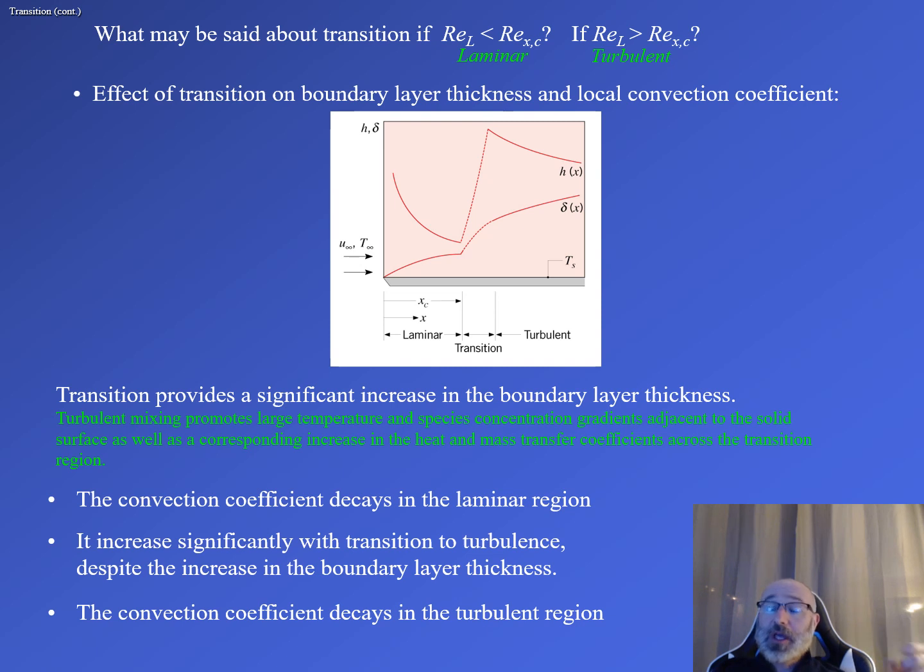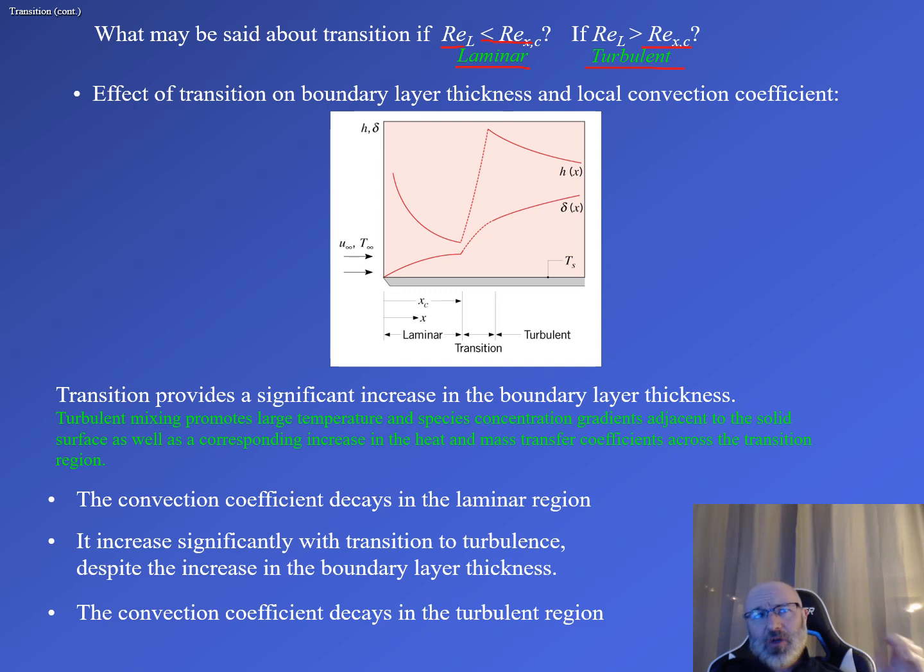So let's take a look at our relationship between our Reynolds number and our transition. So what can be said about transition? If our Reynolds number is less than our critical Reynolds number, we're going to be laminar in that case. And what can we say if our Reynolds number is greater than our critical Reynolds number? Then in that case, we're going to be turbulent.